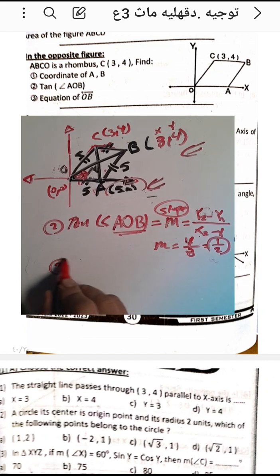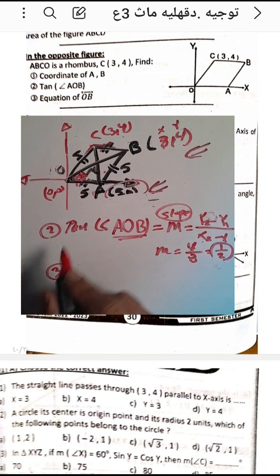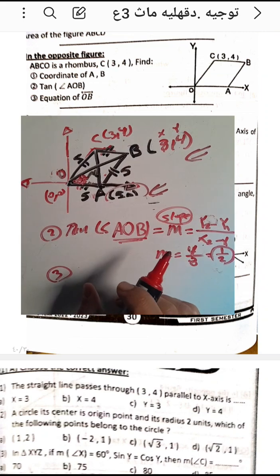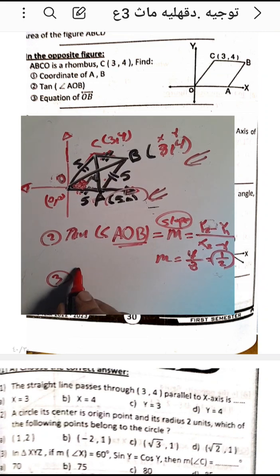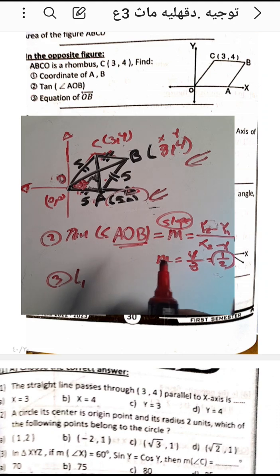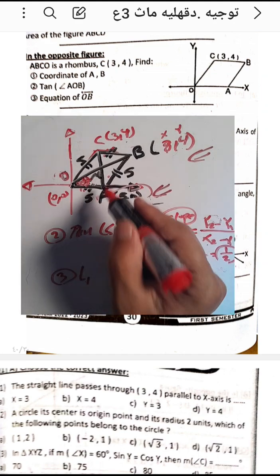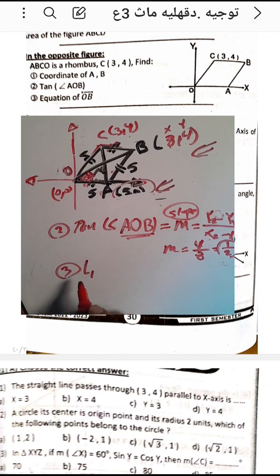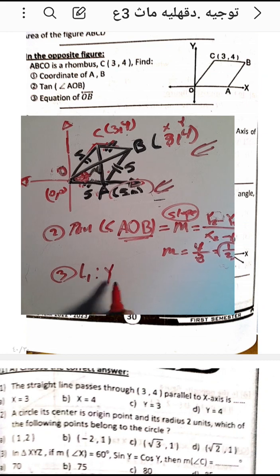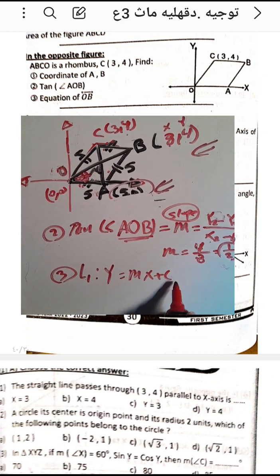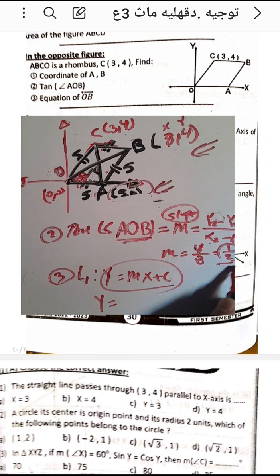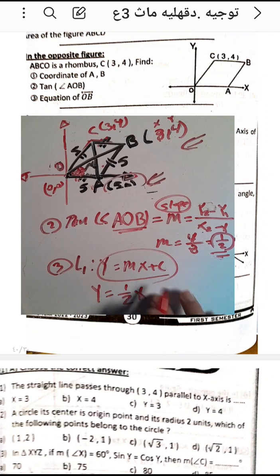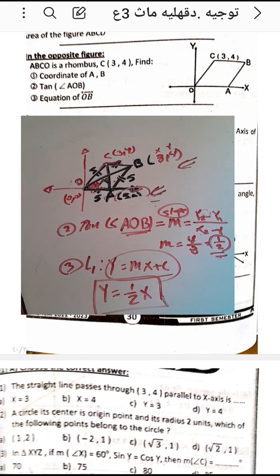Question number 3, equation of OP. We want to find the equation of OP. To find the equation of OP, you must find the slope and the constant. It's very easy. Why? Because this straight line passes through the origin point, then the constant will be 0. So the equation will be y equals mx plus constant. The constant will be 0. Then y equals the slope, half, multiplied by x plus 0. Then the equation will be y equals half x.